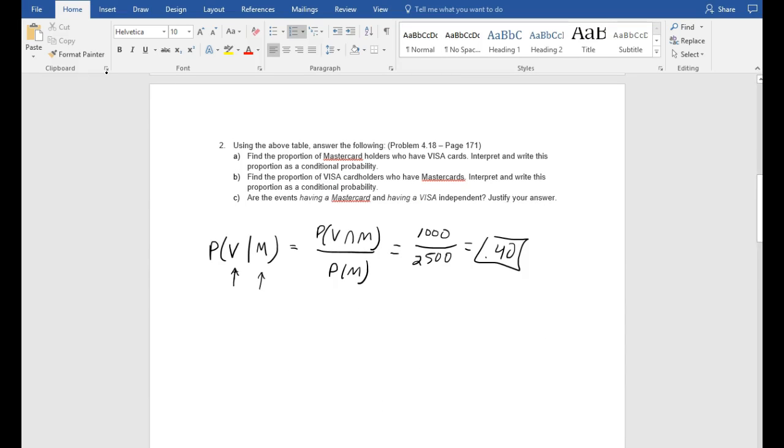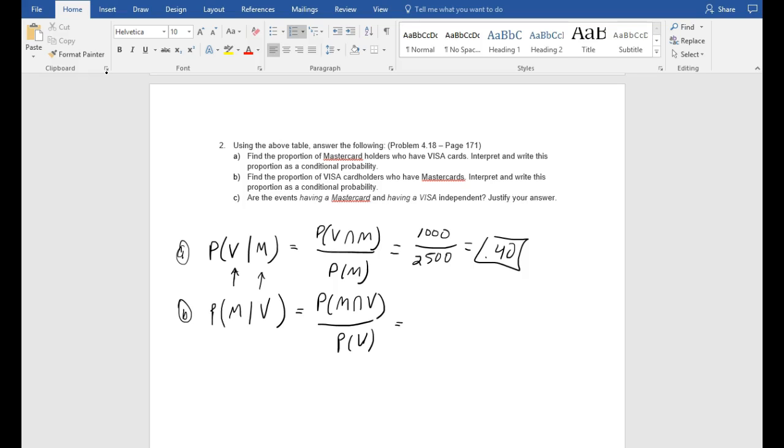So that was part A. For part B, it says find the proportion of Visa card holders who have MasterCards. So given that they have a Visa, what's the proportion that they have a MasterCard? This formula we know as the probability of M and V, which is just the probability of V and M. Those are interchangeable, but we'll write it so that we don't get confused, all over the probability of V.